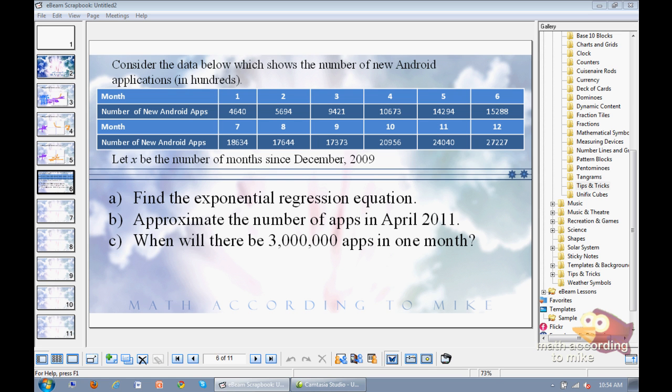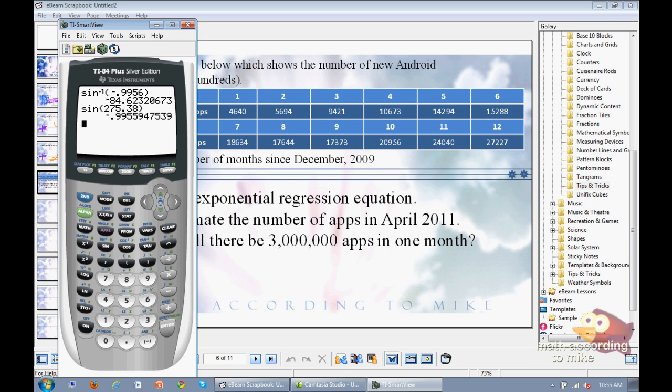Consider the data below which shows the number of Android apps in hundreds. So what we're going to do is enter this data into the calculator. So what you want to do is go to Stat and then Edit.